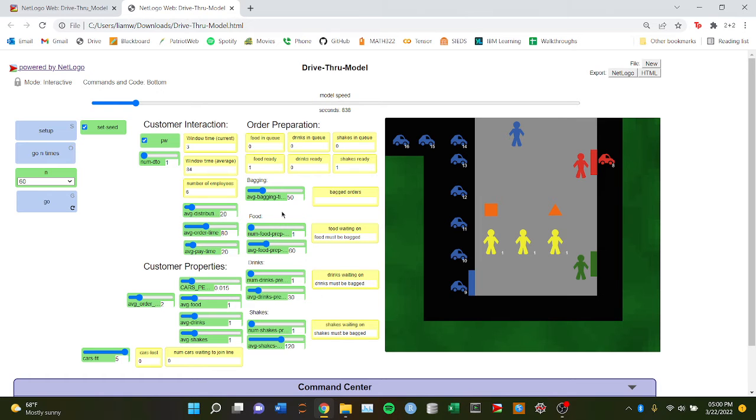The average bagging time is 50 seconds. So let's just run this. It's going to take a little while for it to get there. But boom, now it's bagged. So now all we're waiting on is for it to be distributed, right?